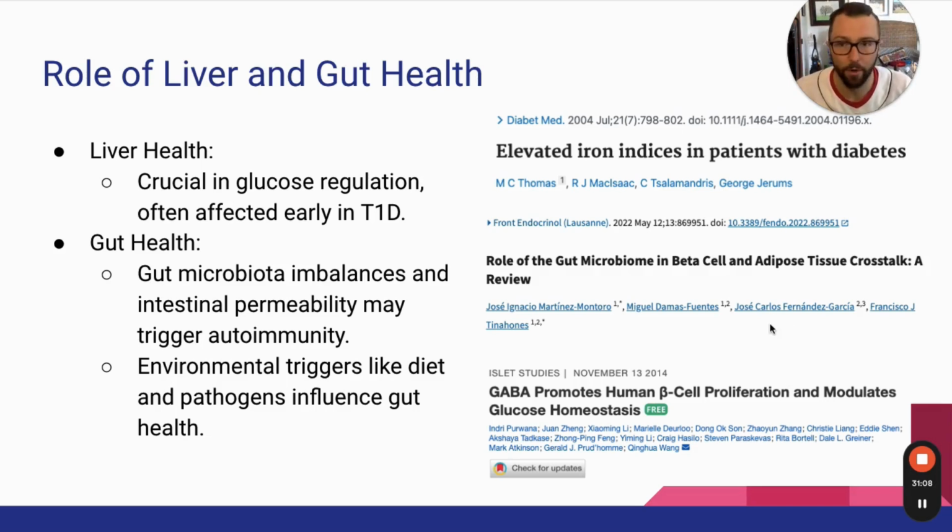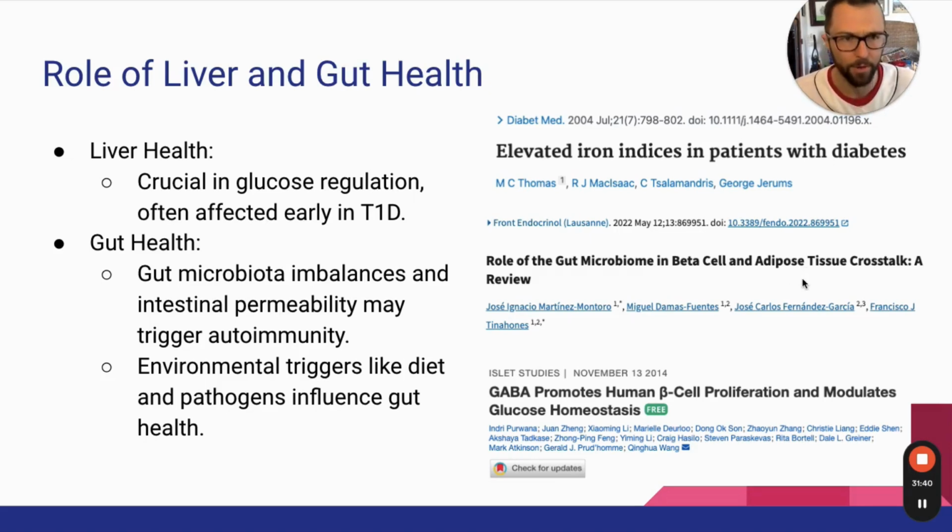So a healthy liver is crucial in glucose regulation, and it is often affected early on in type 1 diabetes development. Not sure exactly of the timeline, like how quickly is the liver compromised? How long does it take for the liver to be compromised and get worse in order for the beta cells to be affected? Is it the beta cells first and then the liver goes? I really don't think so, but you get the drift.